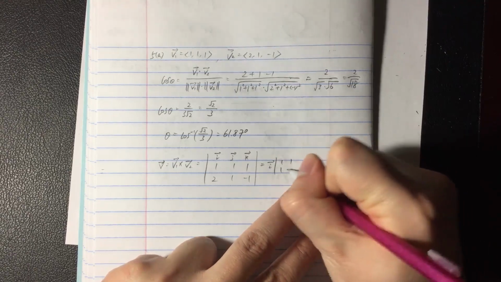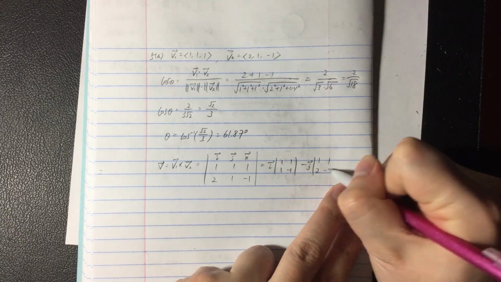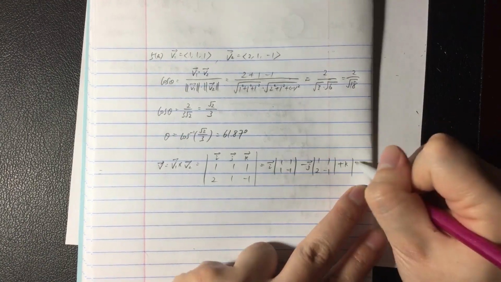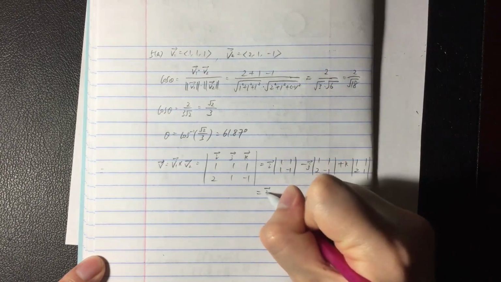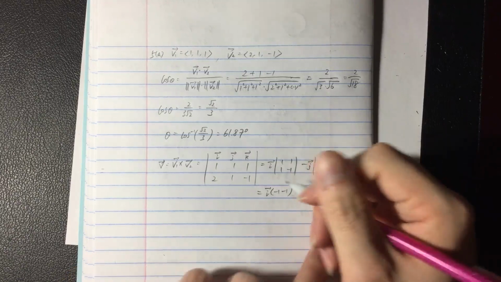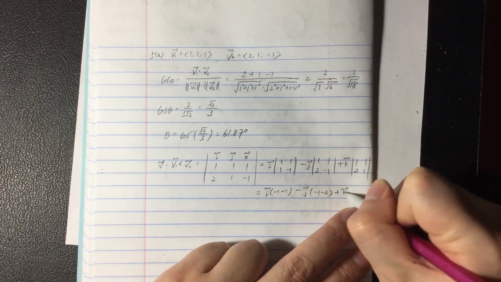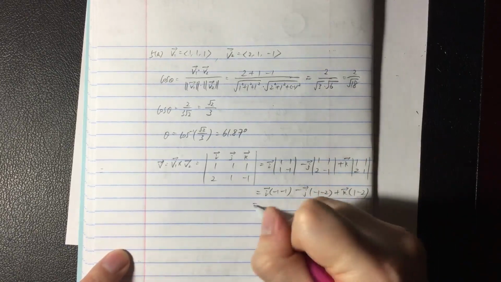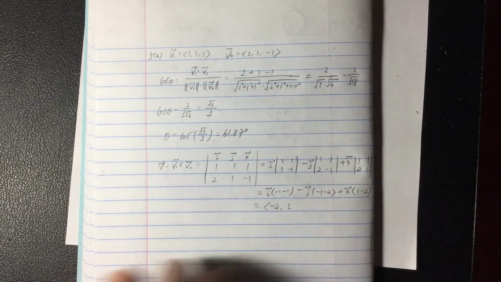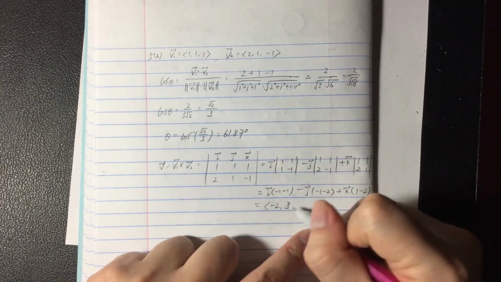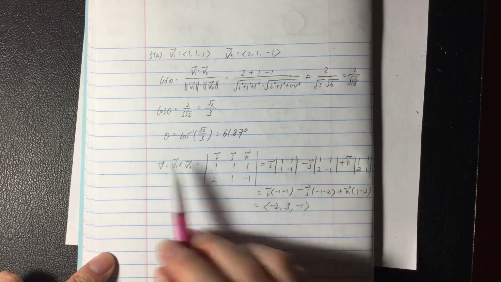I times the determinant of 1, 1, 1, negative 1, minus j times the determinant of 1, 1, 2, negative 1, plus k times the determinant of 1, 1, 2, 1. Next, compute the determinants. The first component is negative 1 minus 1. The second component is negative 1 minus 2. The third component is 1 minus 2. If I write it as a vector, I have negative 2, 3 (the double negative is positive), and 1 minus 2 is negative 1. That's a vector which is orthogonal to both v1 and v2.